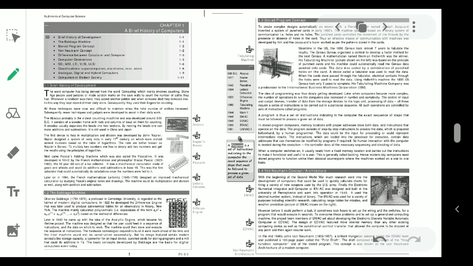Now the first chapter, which is common for both computer application and science, is a brief history of computer. First we have to understand where the word computer comes from, and what the previous concept of computing was. The word computer has been derived from the word computing, which mainly involves counting.